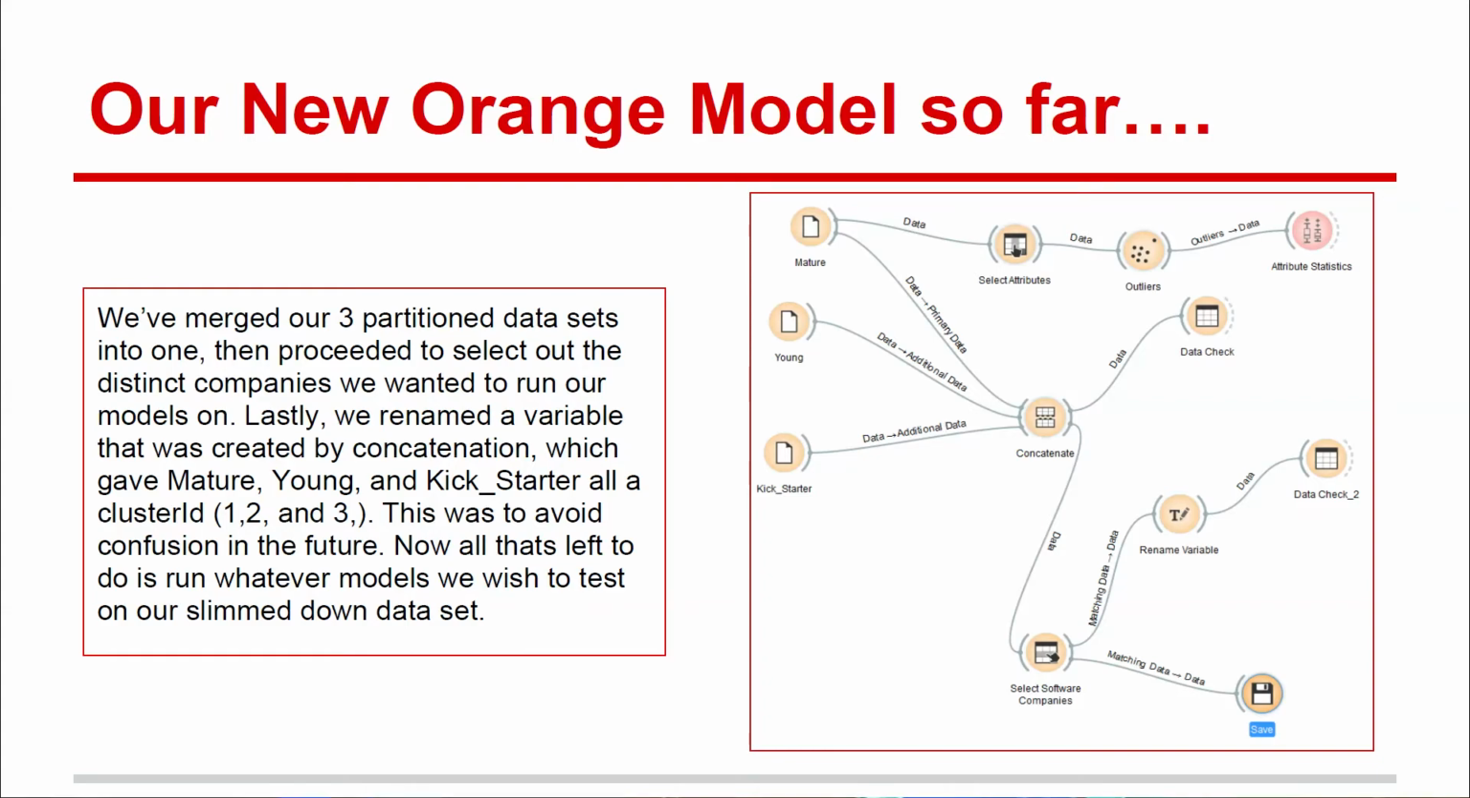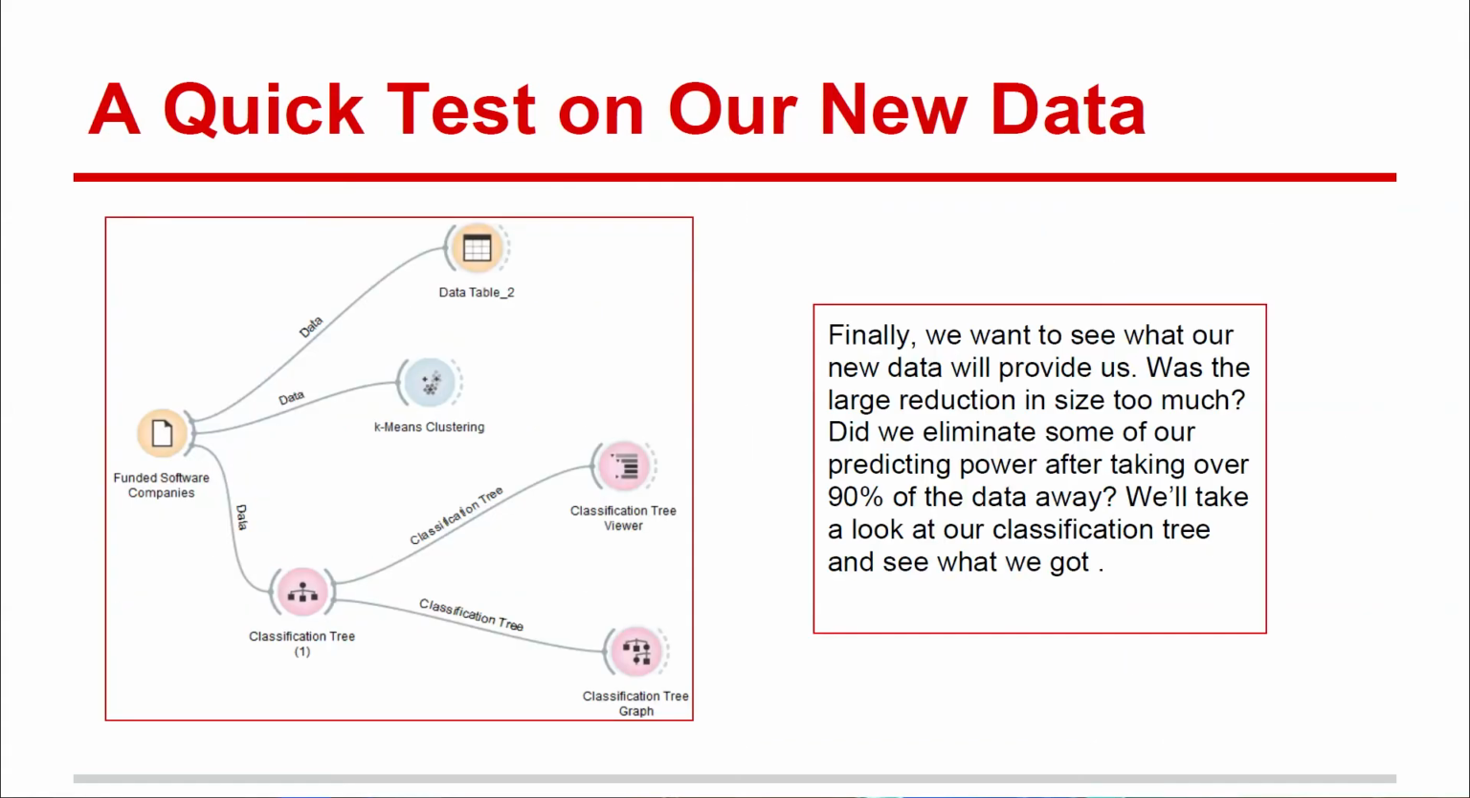So now all that's left to do is run whatever models we want to test and see how our slimmed down training set, we can call, is working out. So let's go ahead and look at a classification tree. Let's see, was that large reduction in our data set too much? Did we eliminate any of the predicting power, after taking away 90% of the data?